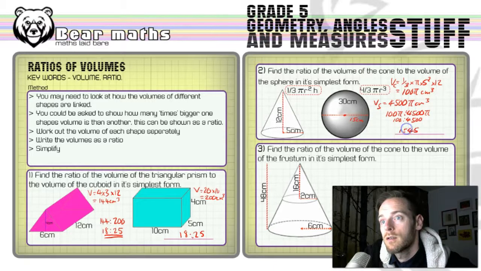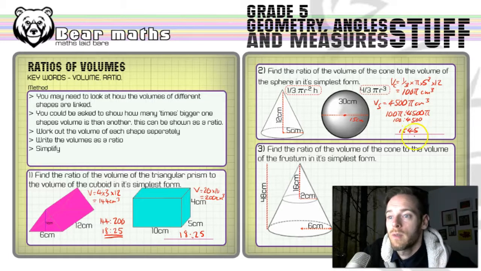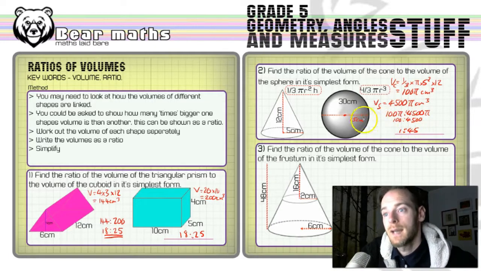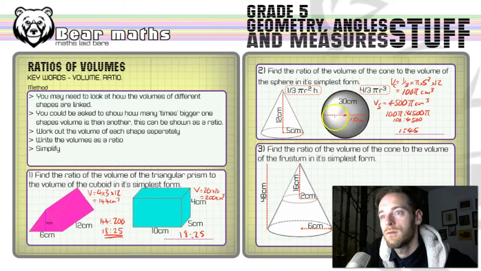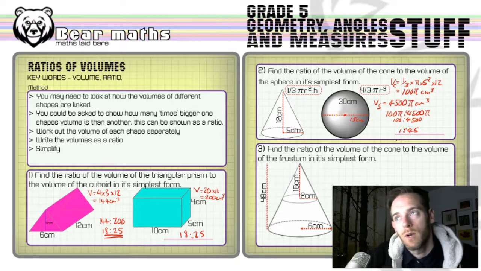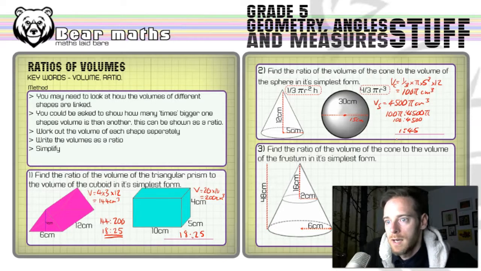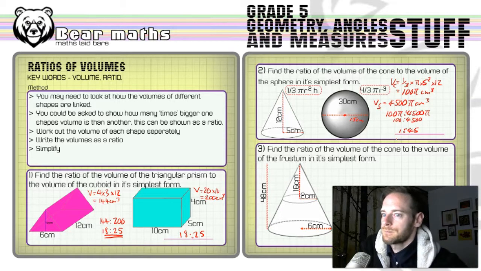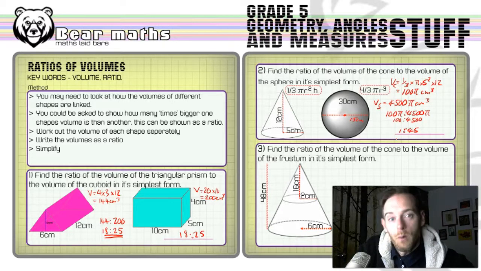That's quite nice because it tells us it's 1 to something, so we know how many times bigger the volume of the sphere is than the volume of the cone. We know it's 45 times bigger. That's a useful thing to know, especially when it comes to higher level maths and we've got to do some similar object stuff with the scale factors, linear scale factor, area scale factor, and the volume scale factor. But I'll come to that when we get to that video.